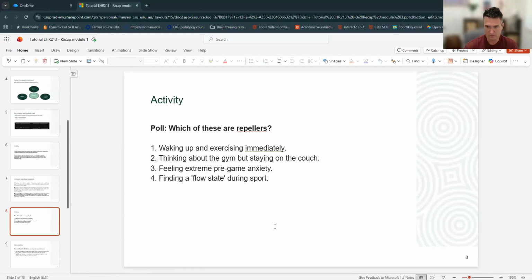All right, we have almost everyone participated, and I think this is pretty clear here that you think that there's two repellers here. Thinking about the gym, but staying on the couch, and feeling extreme pre-game anxiety. Who wants to take the word, tell us why you chose what you chose? Why is that a repeller and not an attractor?